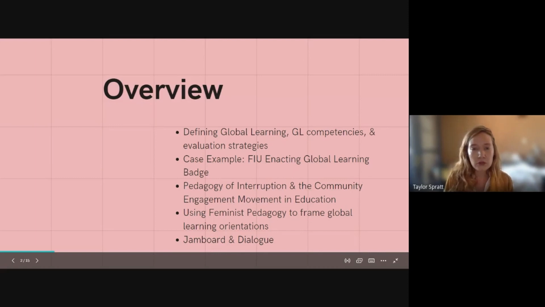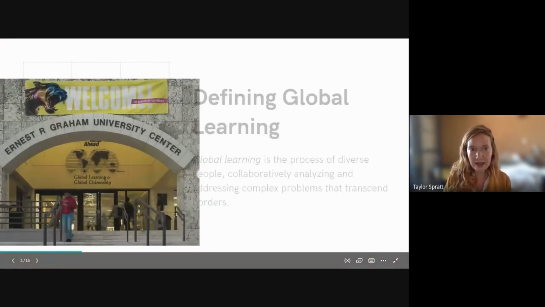Then we'll move into the more theoretical, pedagogical ideas. What does community engagement look like on campuses within this idea of global learning, and how can we use feminist pedagogies to frame our orientations? Then we'll have some time to get into a Jamboard together, share some ideas, ask questions, and have a conversation. So I'm looking forward. Next slide.